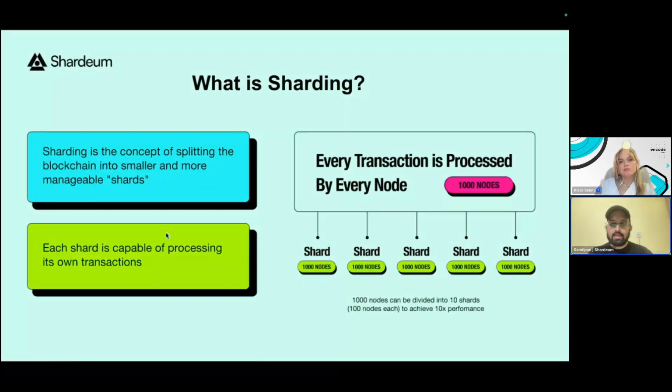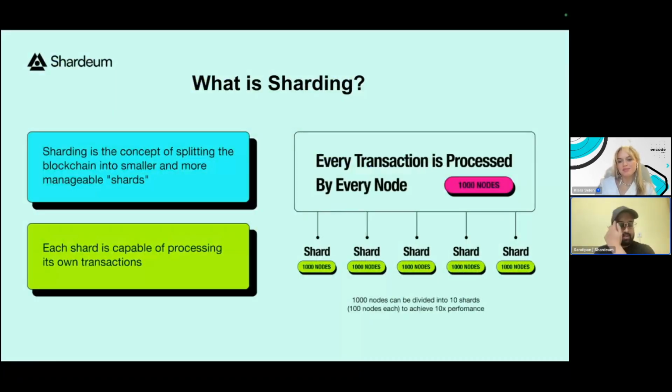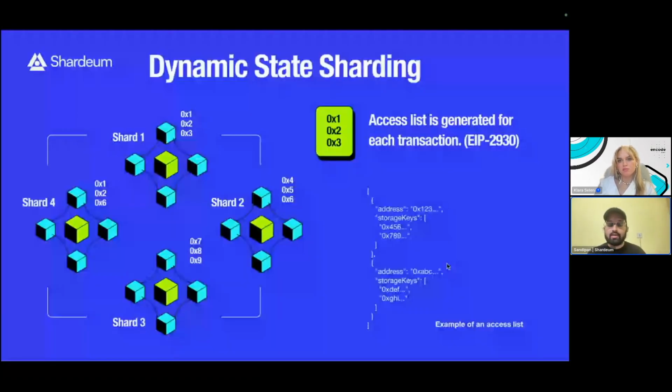Imagine Shardeum as connected nodes of shards. I think there is a diagram in the next slide, so let's quickly process this one. Every transaction is processed by every node. This is the case with Ethereum. In Shardeum, the only difference is that instead of every node, the work is being divided. How it's divided, we are going to learn in dynamic state sharding.